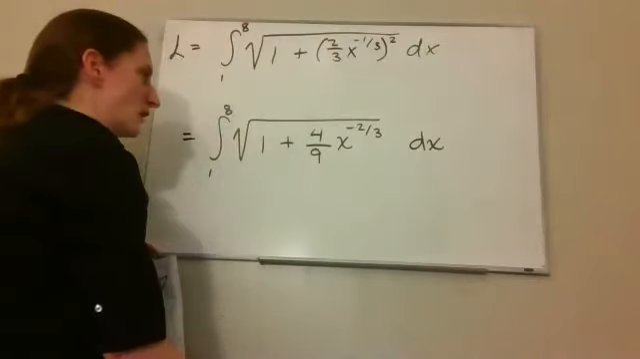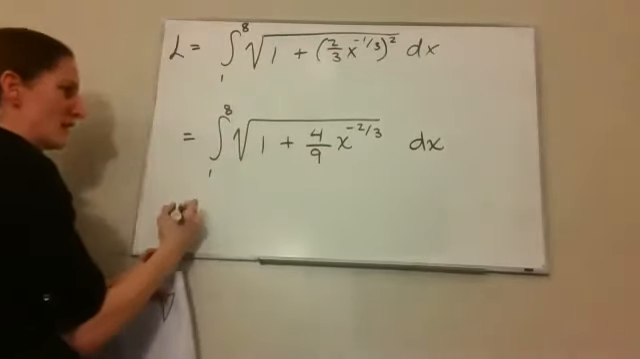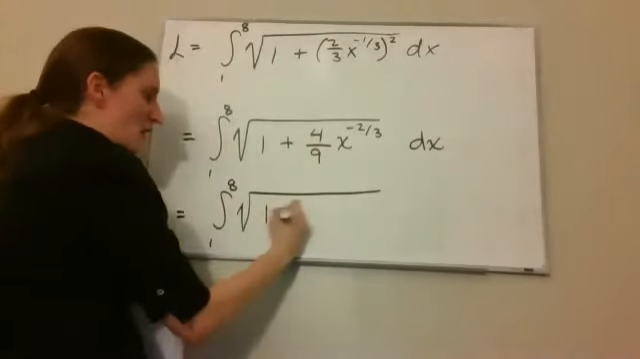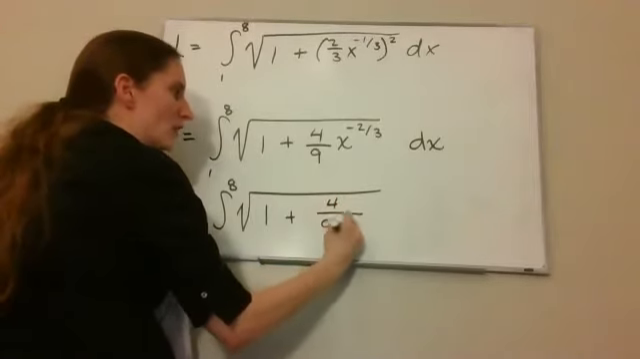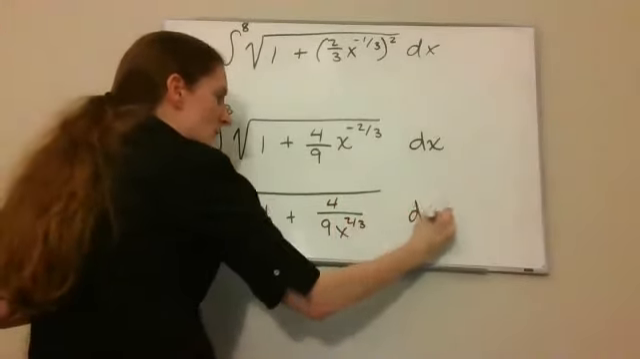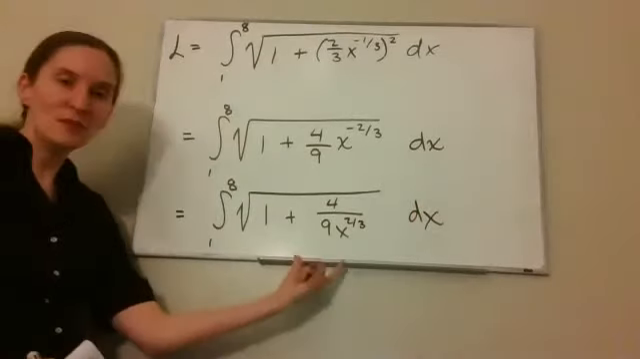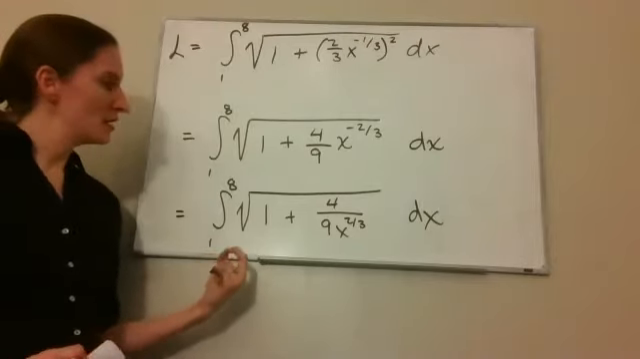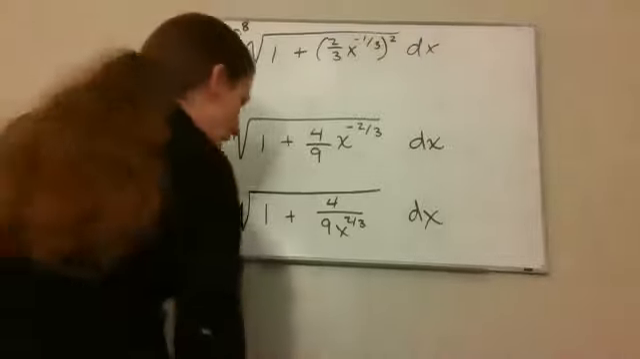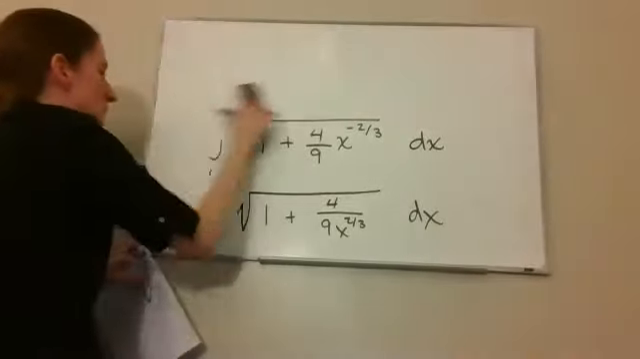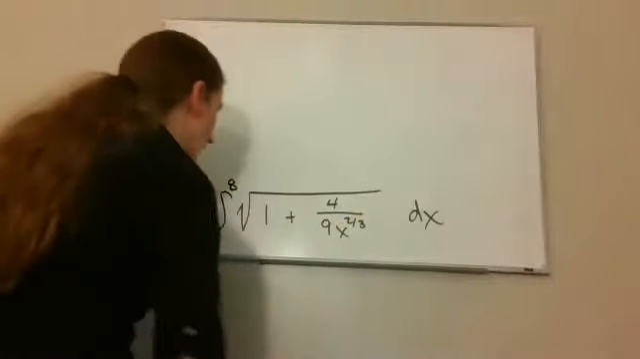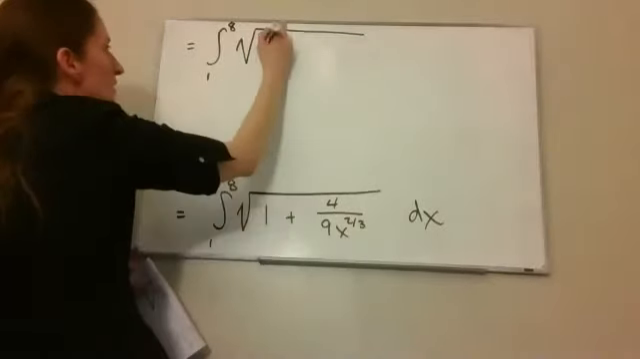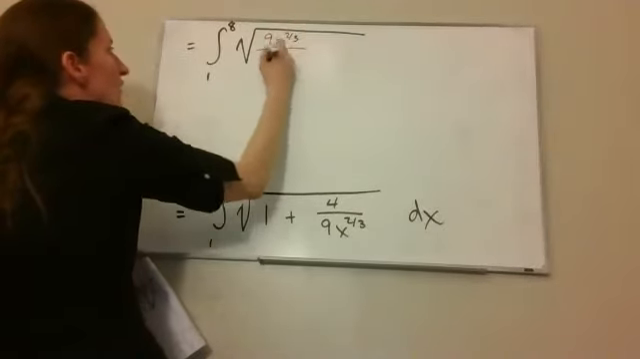What I would suggest you do is first rewrite this x to the negative 2/3 down in the denominator: 1 plus 4/9x to the 2/3 dx. Now I'm going to simplify what I have under this root by finding a common denominator. The common denominator would be 9x to the 2/3.